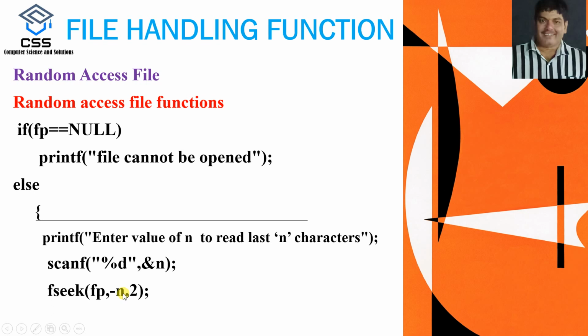In the current position, if you want the rightmost characters, then plus can be given. If you want to extract the characters before, minus will be given. If it is 0, from the beginning of the file, the rest of the characters will be accessed in the forward direction. Here fseek with minus n means from the end, in the backward direction, the data will be extracted. If it is 0, from the beginning. If it is 1, the current position. If it is 2, from the end of the file.